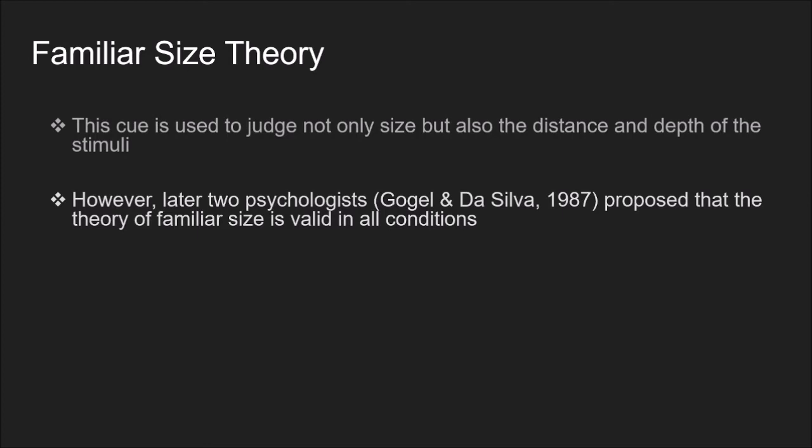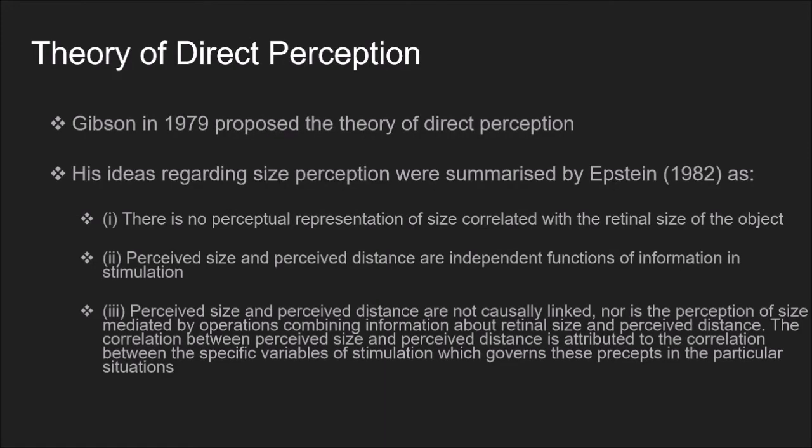However, later two psychologists proposed that the theory of familiar size is not valid in all conditions. When the condition of viewing is impoverished, then we use egocentric reference distance to determine the size of the familiar object. Theory of direct perception. Gibson in 1979 proposed the theory of direct perception.